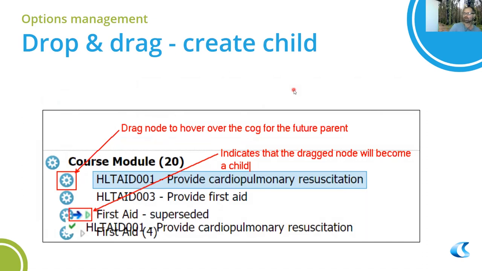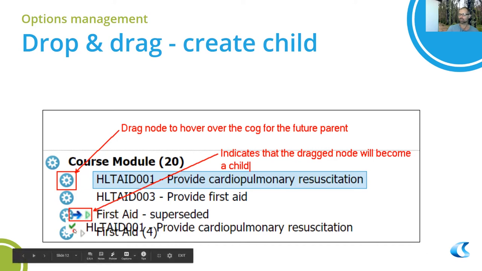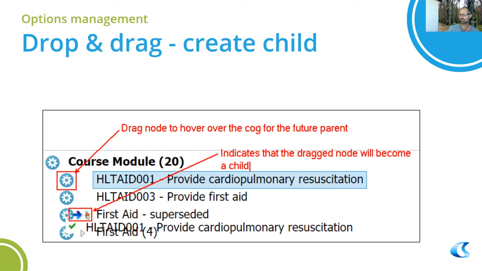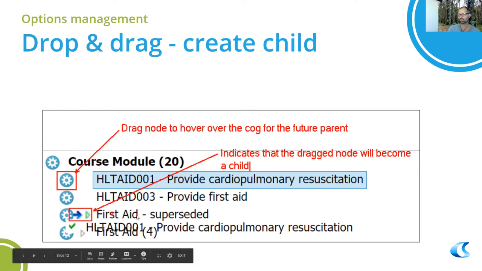So here's an example of creating a child, which we just saw us do. Okay, so you see the dragon, so I'm dragging that one by grabbing onto this cog. I hold my mouse on the cog and I drag it down. And then as I put it over first aid, it changes to a little tick, which is great. And also there's an arrow there, which indicates it's going to become a child of first aid superseded.